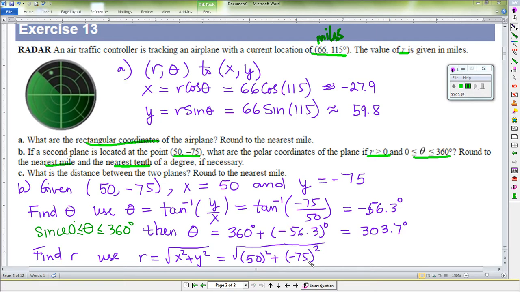Make sure you put your negative value inside the parentheses and then put the exponent. If you forget the parentheses and only put the exponent, then sometimes when you type into your calculator without thinking, your calculator will only square 75, not negative 75. So you have to be careful. Then the answer will be about 90 because we round to the nearest mile.